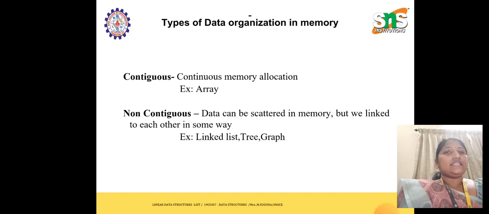I said it is linear and non-linear, and again that can be contiguous and non-contiguous. Contiguous means continuous memory allocation is given for the data. Non-contiguous means the data will be scattered in the memory, but still we can have a link between the data.